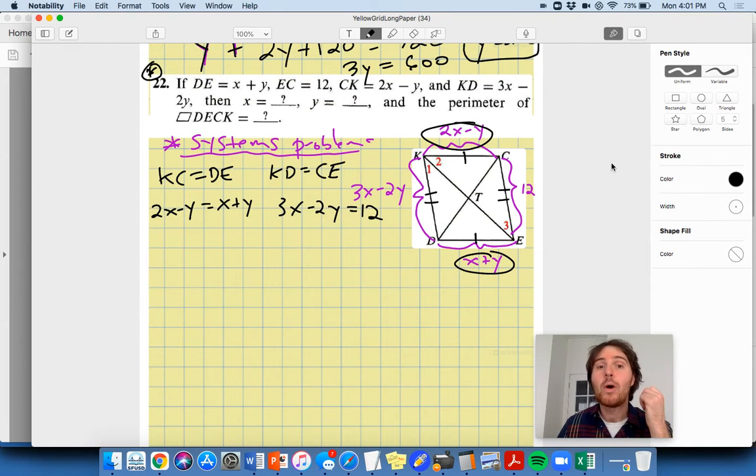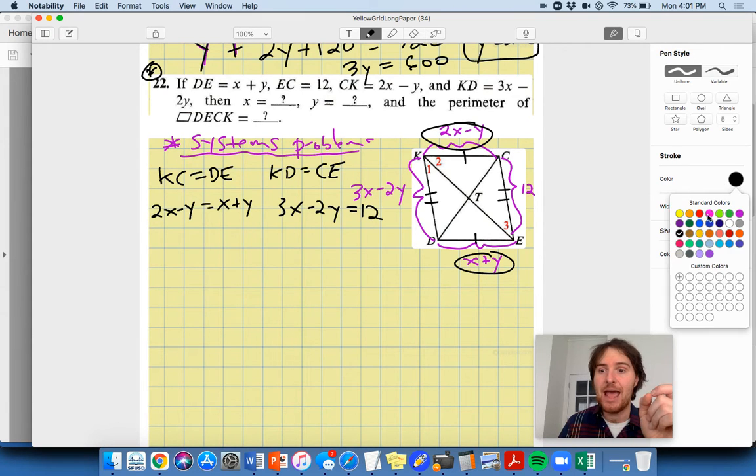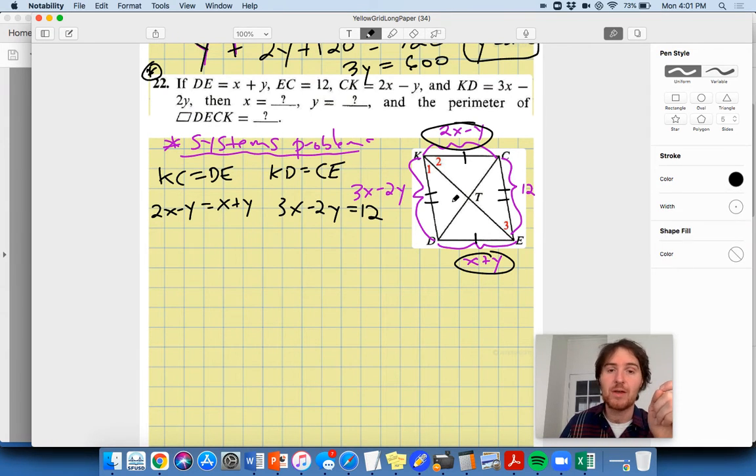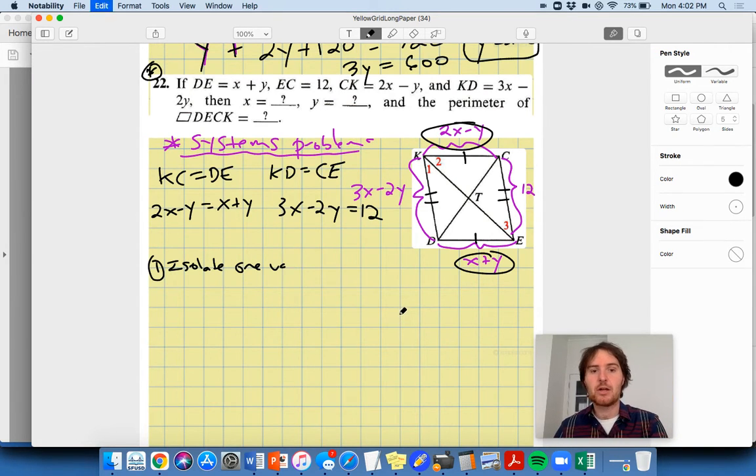Okay, so my recommendation when you have problems like this is to do it this way. This is the way I recommend. There are other ways you can do it. If you've studied systems before, you should have three ways to solve a system. This is from Algebra 1, but if your Algebra 1 teacher hasn't gotten there yet, or it's been a while since review, my recommendation would be to, one, isolate one variable. Maybe I'll write this down here. Isolate one variable in one equation.